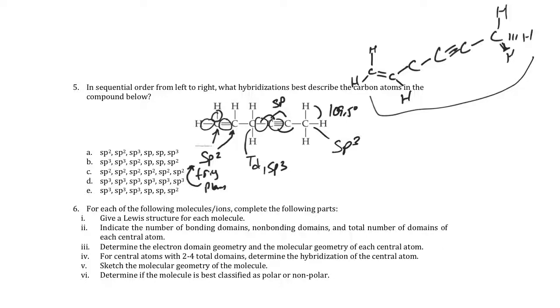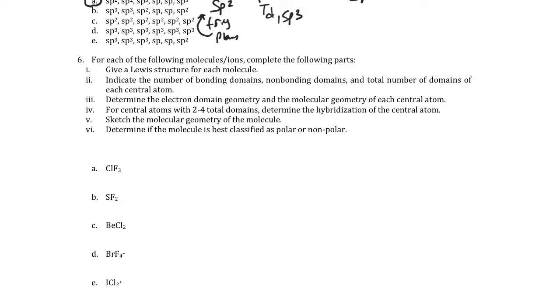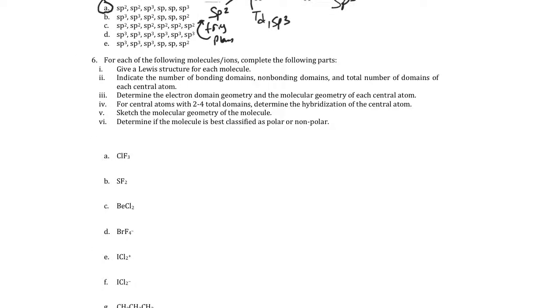sp2, sp2, sp3, so it looks like answer A. Number 6. For each molecule below, give a Lewis structure, bonding domains, electron domain geometry. For carbon atoms with 2 to 4 total domains, determine the hybridizations of each atom, sketch the geometry, and determine whether the molecule is best classified as polar or non-polar.